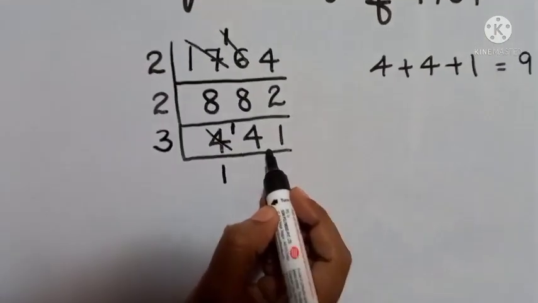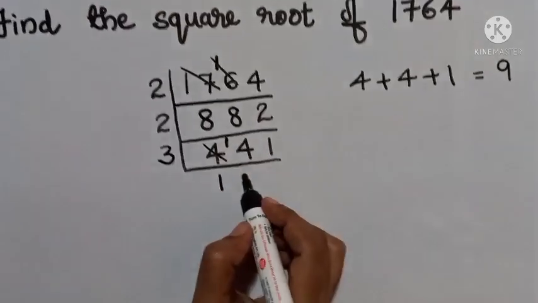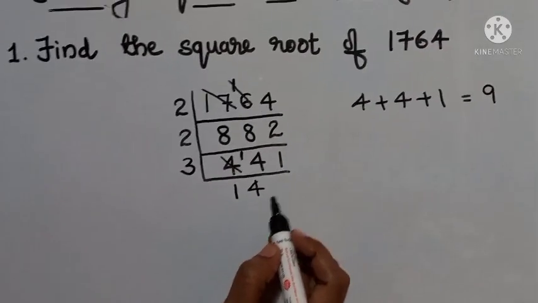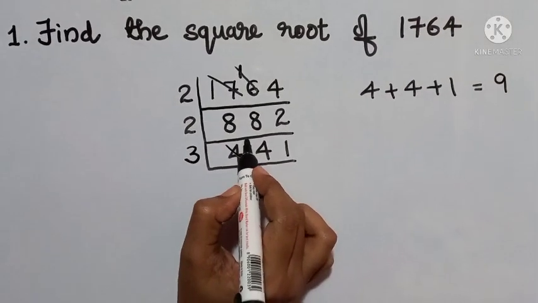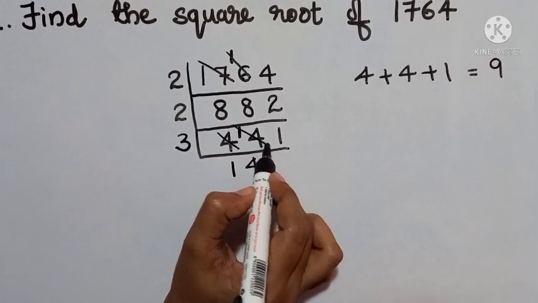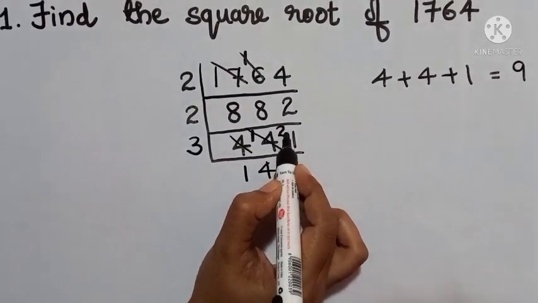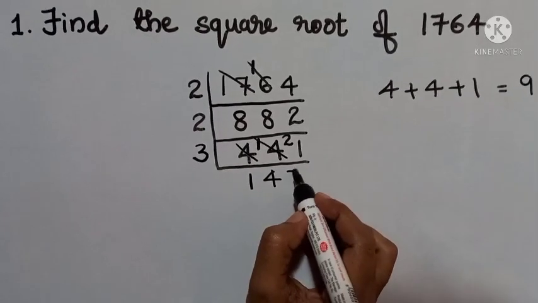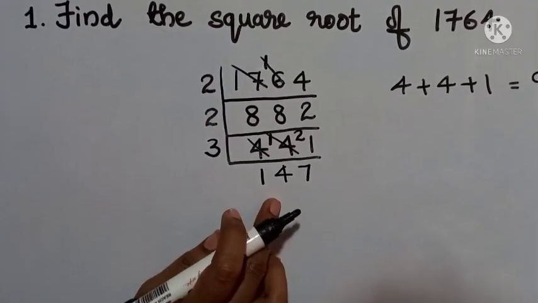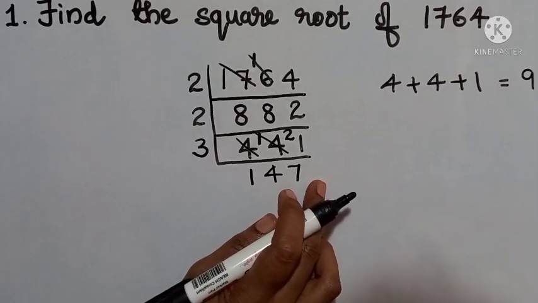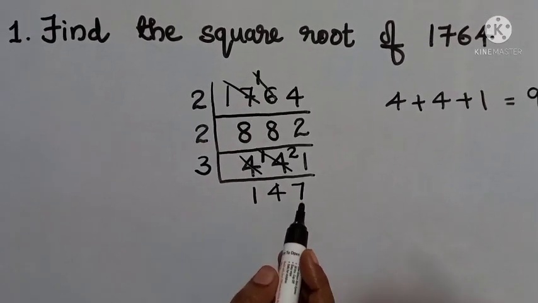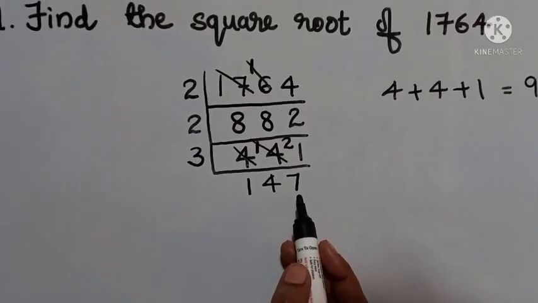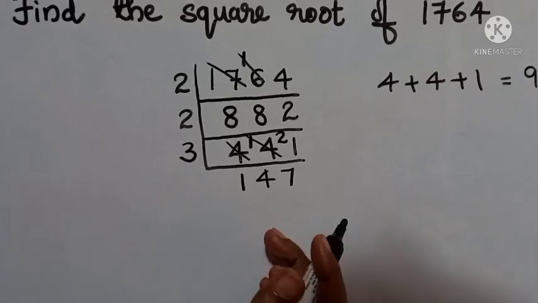Now it is 14. 14, how many times 3 is there? 4 times. 4 into 3 is 12. And we are getting 14 minus 12 is equal to 2. We can cancel here and write that 2 here. Now it is 21. How many times 3 is there? 7 times. Now our number is 147. So we have to check again by 3 because it is not an even number. It is not divisible by 2. The next prime number is 3.